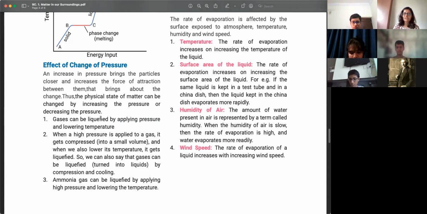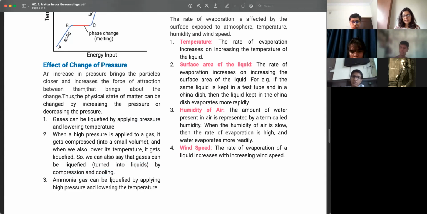So make use of pressure. When a high pressure is applied to a gas, it gets compressed to a small volume. When we also lower its temperature, the motion decreases again. Both of them add up and then it finally turns into a liquid. So gases can be liquefied by compression, which is basically increasing the pressure on it, and cooling, which is lowering the temperature on it.